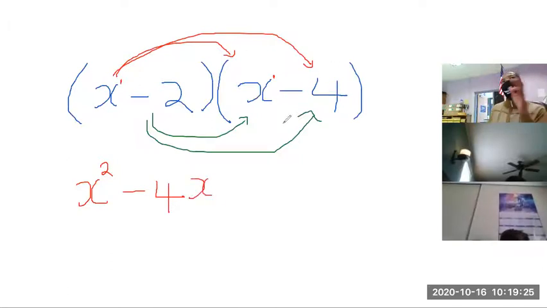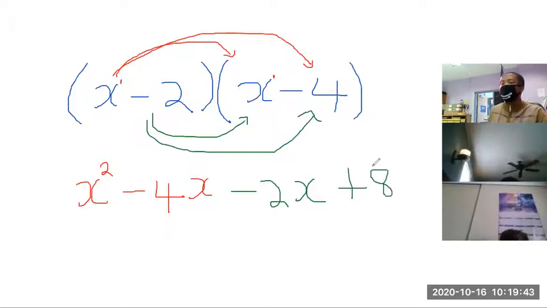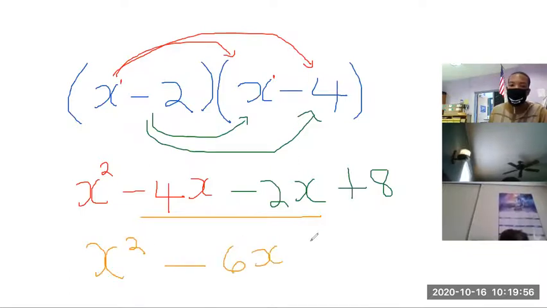I'm just using different colors so that we're able to identify what we're doing. However, remember, you write all of this as 1. All right, so minus 2 times x is minus 2x. And then minus 2 times minus 4 is positive 8. Now I group like terms. Right here is the only part where I could group like terms. Okay, so it's going to be x squared minus 6x plus 8. I can't do anything else with this, so that's my answer.